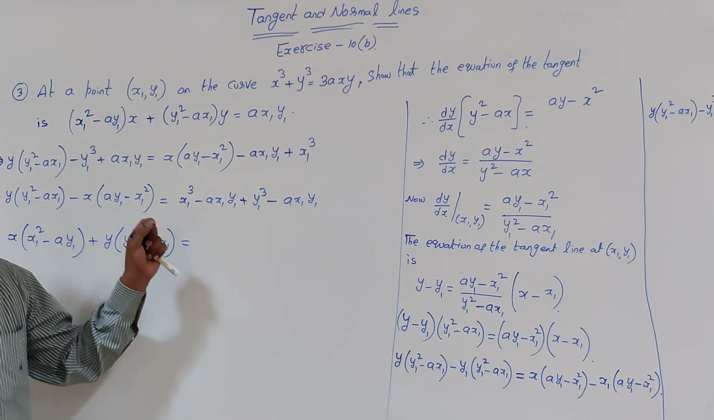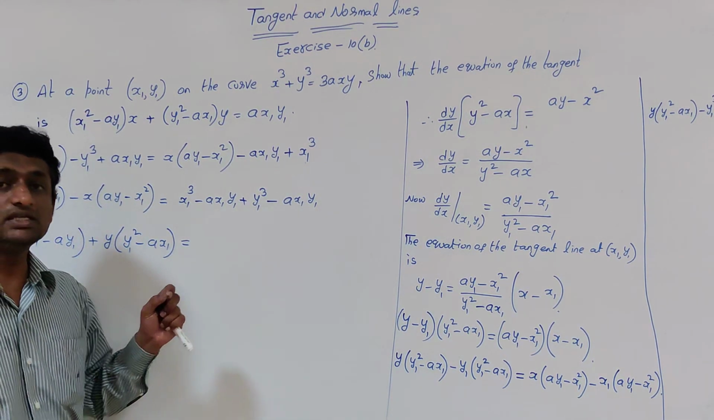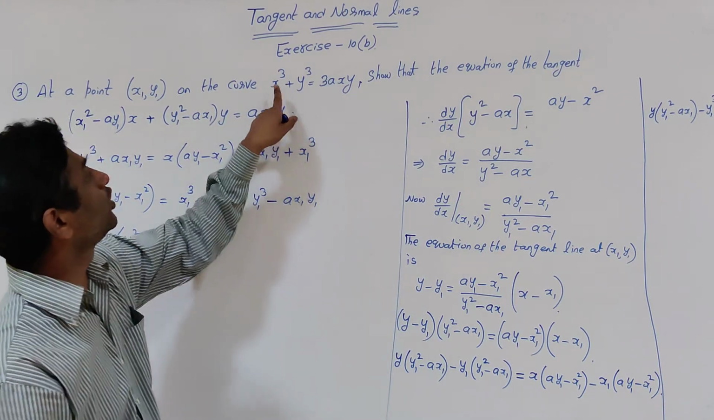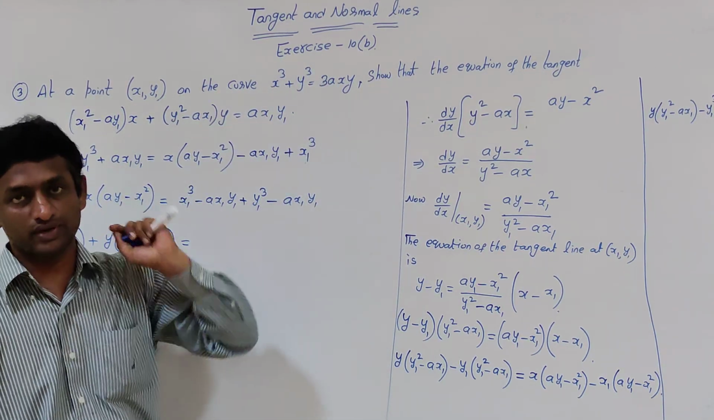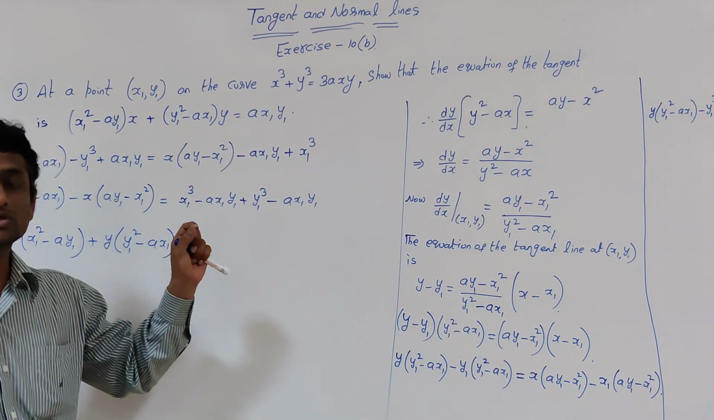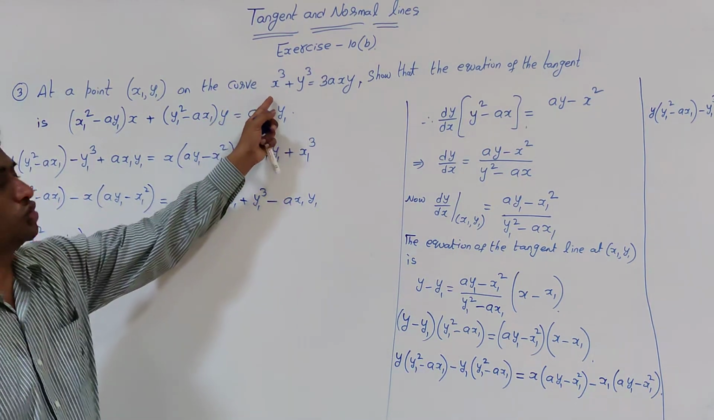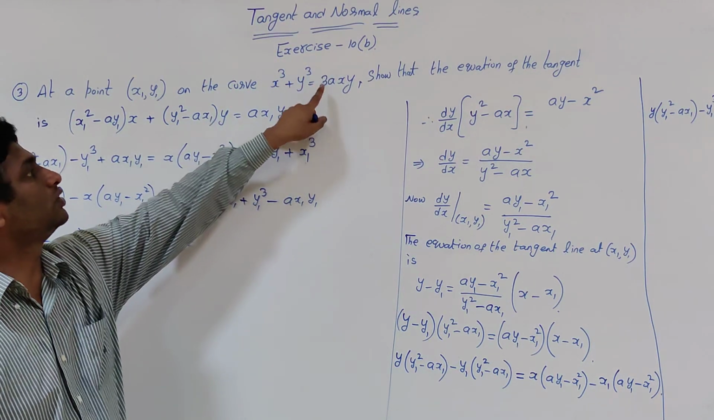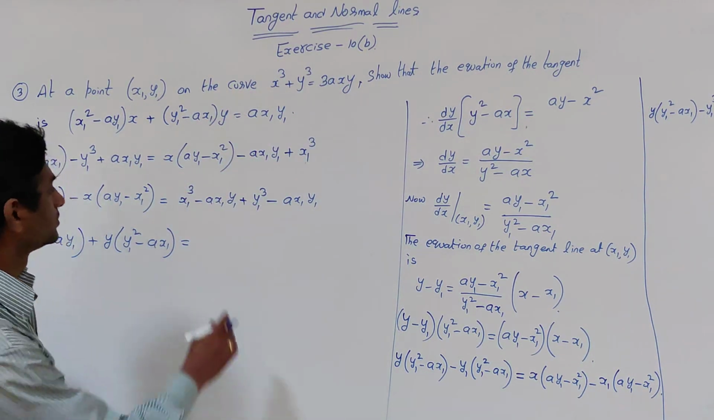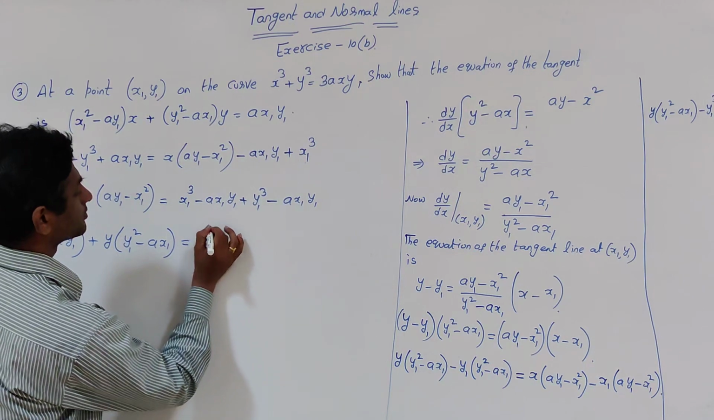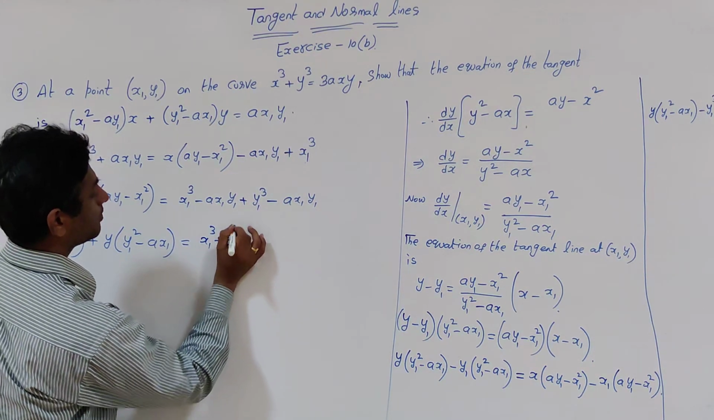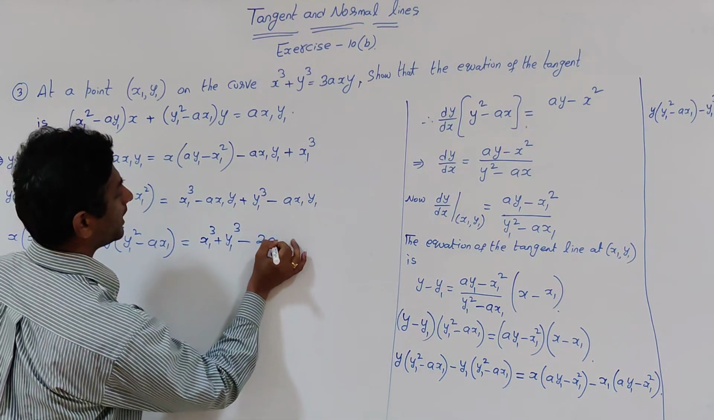Now x1 y1 is a point on the curve x cube plus y cube is equal to 3axy, which means it should satisfy the equation of the curve: x1 cube plus y1 cube is equal to 3a x1 y1. So x1 cube plus y1 cube minus 2a x1 y1.